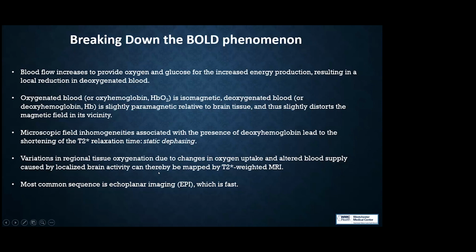I don't really have time to go into the hardware that we use, but you can imagine that these are very subtle changes, and so we have to acquire images very quickly. Most of the sequences that we acquire are echoplanar imaging, and these are incredibly fast.